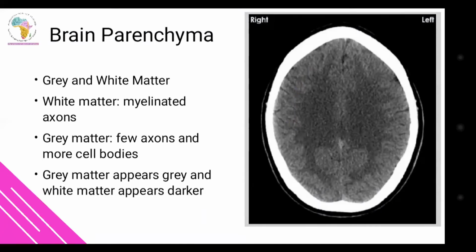The reason being that the white matter contains a lot of myelinated axons, and we all know that myelin is fat, it's lipid, and lipid structures are represented with hypodensities on CT scan. So that explains why the white matter is a little bit darker, and you have the gray matter, which is composed mainly of cell bodies and some few axons, which is brighter.